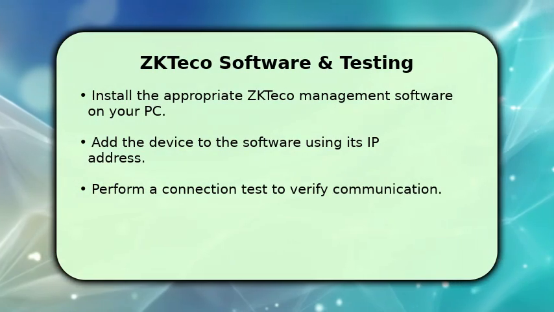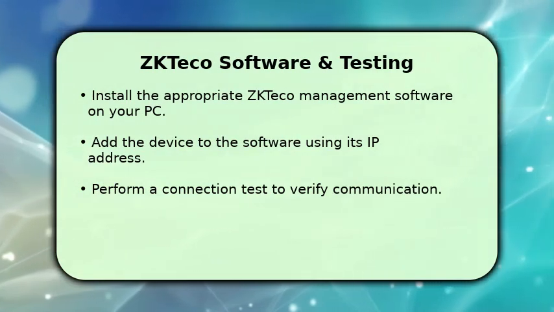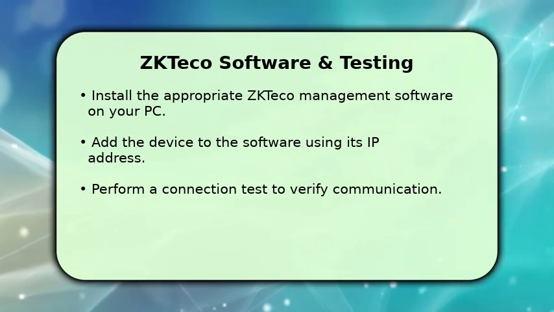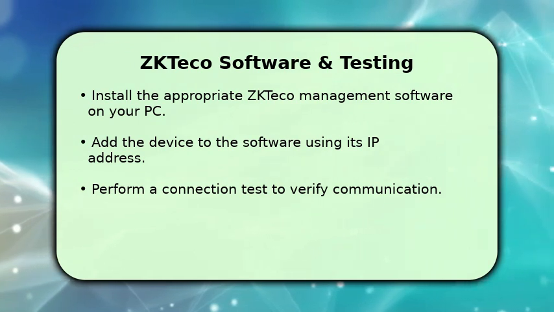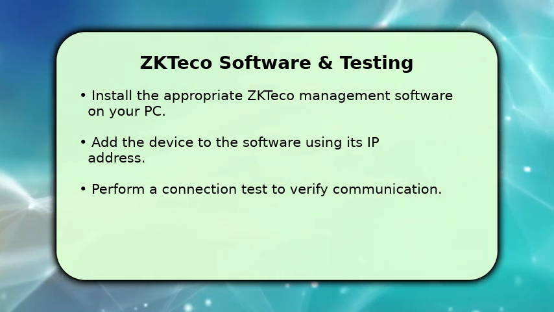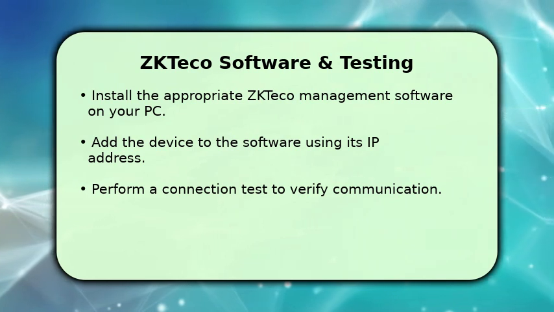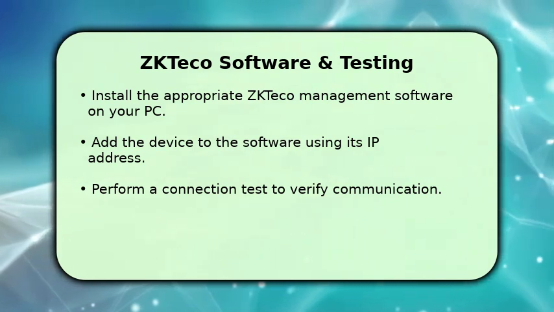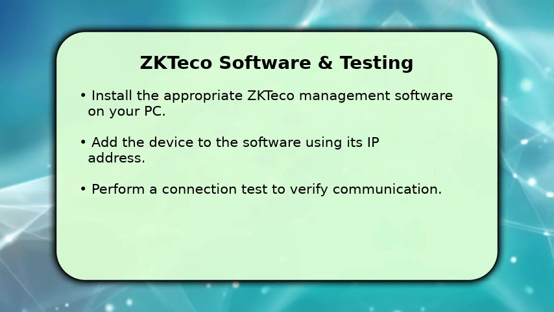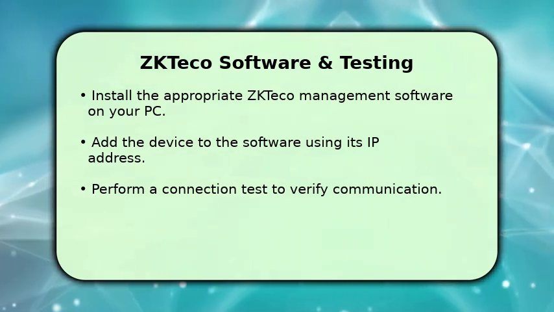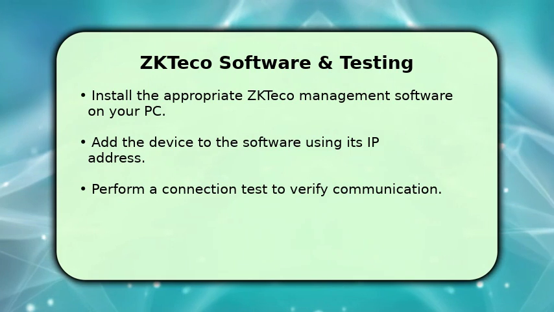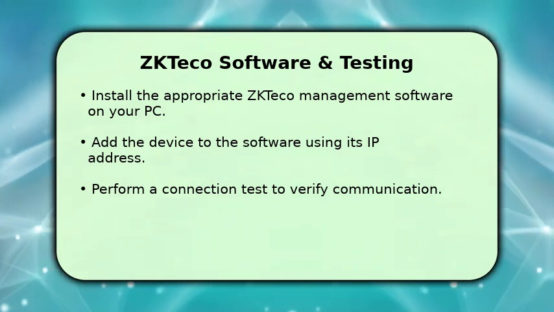With network settings in place, it's time for software. Install the specific ZKT management software compatible with your device model onto your PC. Once installed, open the software and use the device's configured IP address to add it to the system. After adding, perform a connection test within the software to confirm that your PC and the ZKT device are communicating successfully. This step validates your setup.